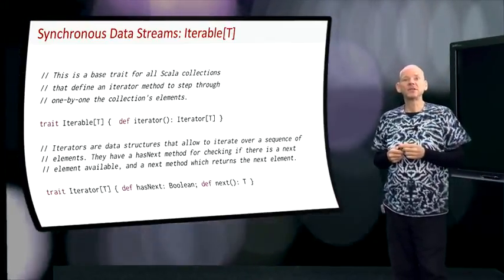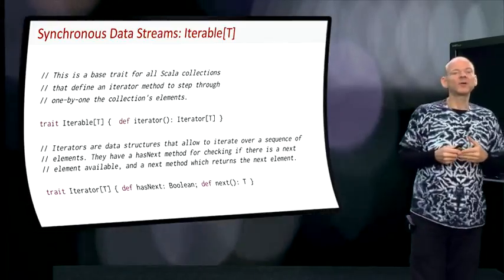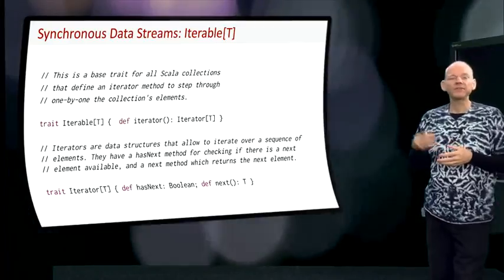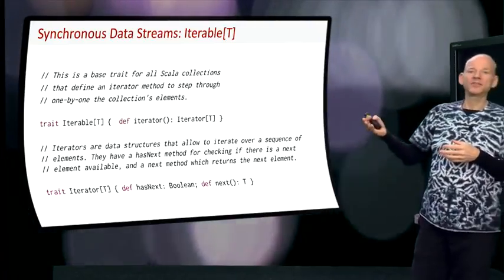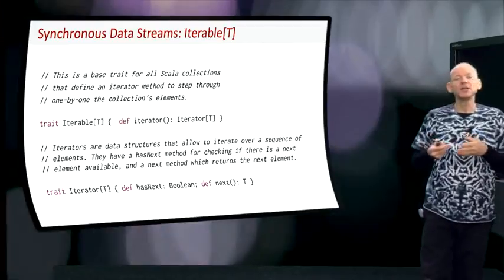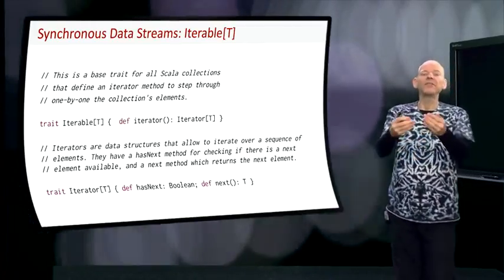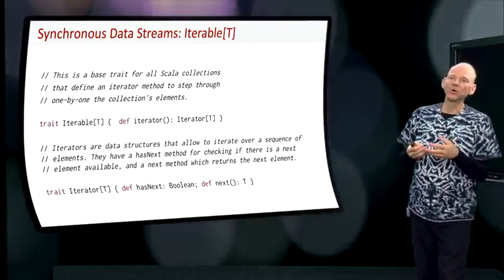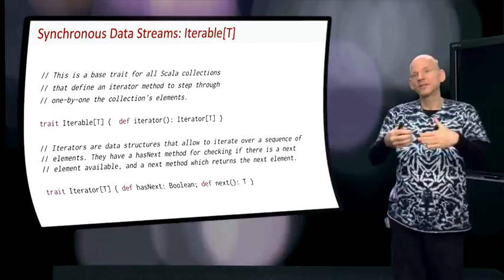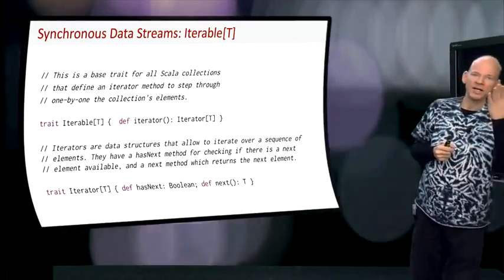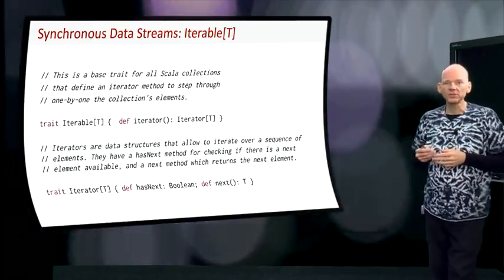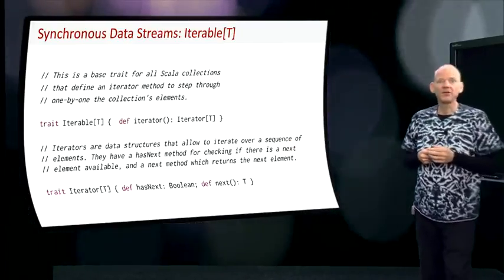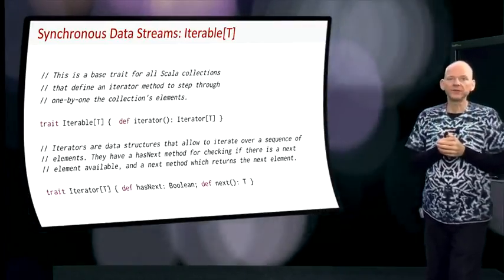Let's recall what iterables are. Iterables are a pair of traits. The first trait is iterable, that has a factory function to create iterators. So that's the function iterator, which returns an iterator. And then once you get an iterator, you can call hasNext, which returns a boolean, indicating if this iterator has more elements. And when hasNext tells you true, you will call next to give you the next value.